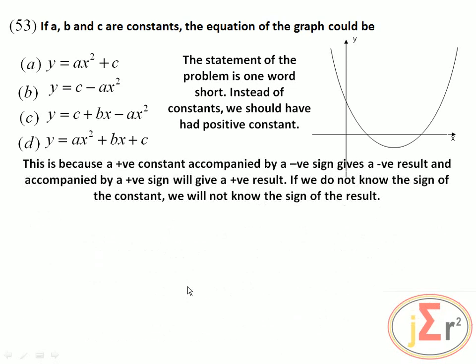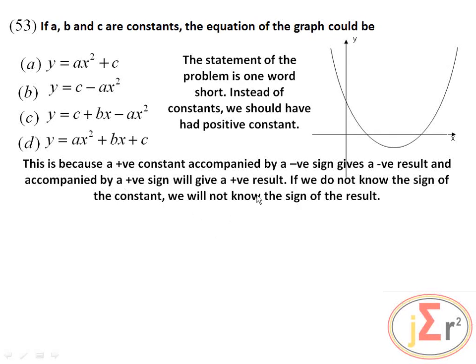This is because a positive constant accompanied by a negative sign gives a negative result, and accompanied by a positive sign will give a positive result. If we do not know the sign of the constant, we will not know the sign of the result. So we need to fix the constant as being positive. We could fix it as being negative, but I think fixing it as being positive is the best way to express the problem.